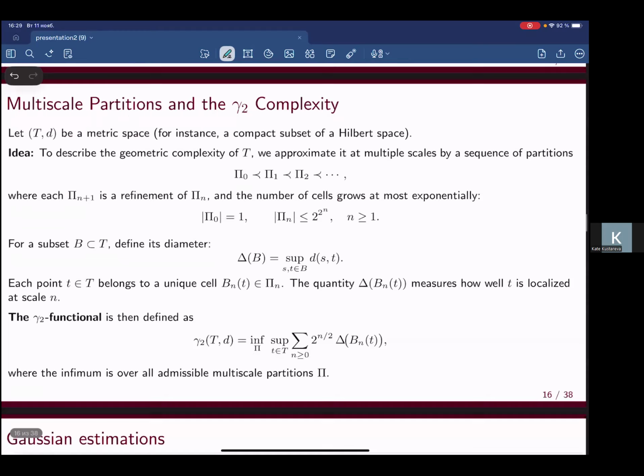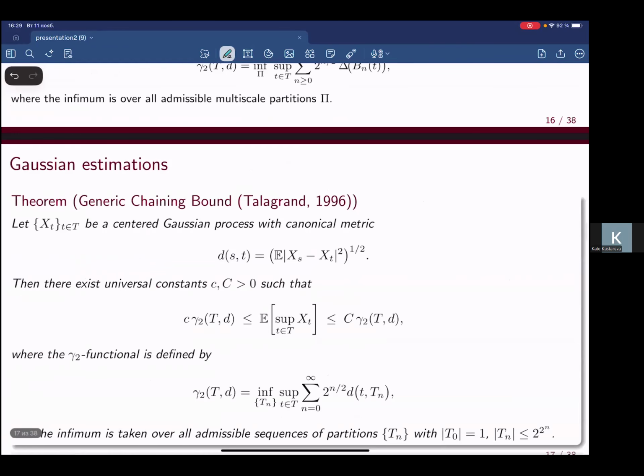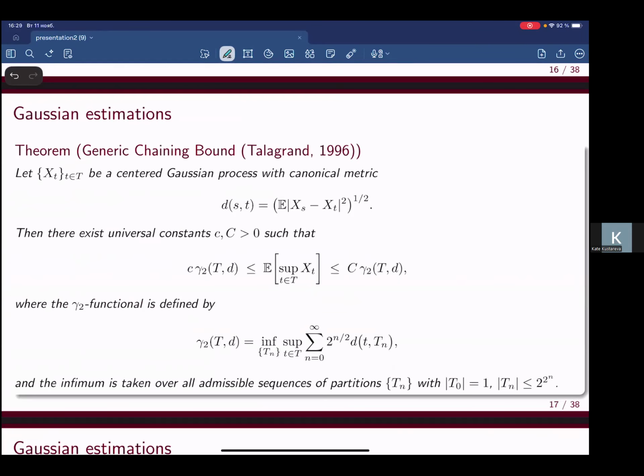And I want to say all the functionals we have discussed relate to the continuity property of a centered isonormal process on the compact set under consideration, and we will see how we can use them and list some of the well-known estimates. The first one is the generic chain bound theorem, proposed by Talagrand. Let X_t be a centered Gaussian process with its canonical metric. Then there exists a universal constant C greater than 0 such that this inequality holds.